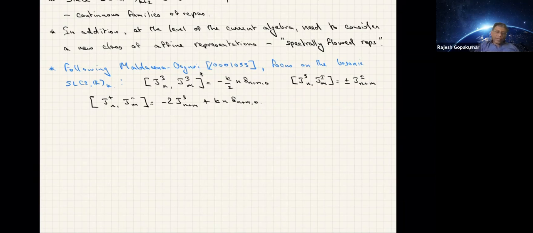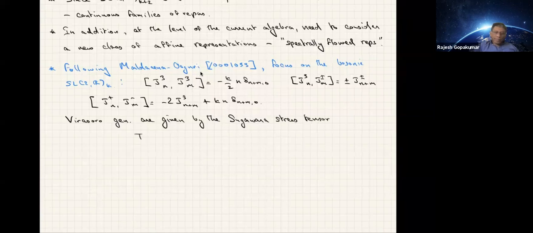And the Virasoro generators are given by the Sugawara construction, the Sugawara stress tensor. So namely, this is, I think, 1 over k minus 2, and the usual quadratic construction, and so there's a sum over A, where A is equal to plus minus 3. So this is the Sugawara construction.